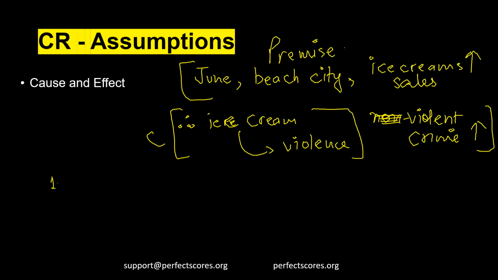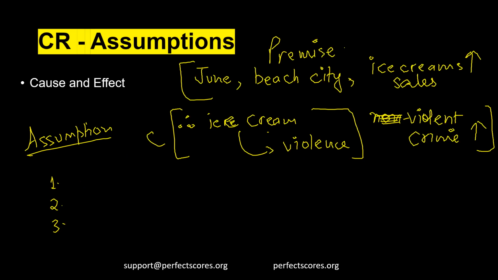Do you remember? Okay, let me put these down. So remember, whenever there is a cause and effect relationship, for example, the ice cream causing the violence, there are three assumptions. So if you get an argument like that, and then you get a question, which of the following is an assumption? You look for these three. One of them will definitely be there, and that will be the answer.